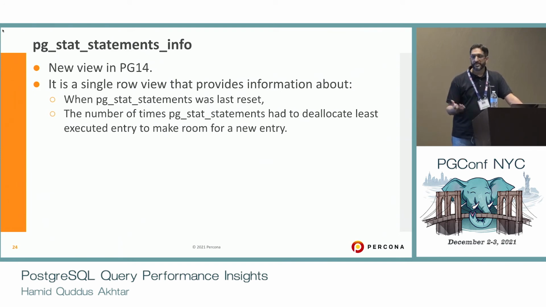Also, pgstat statements is configured to hold a specific number of queries. I think the default is 5,000. With additional queries coming in, it deallocates some of the least used or least executed SQL queries. So this view, which is a single row view, now tells you how many times that deallocation has been done, so that you know whether you need to configure that parameter better or change its value.